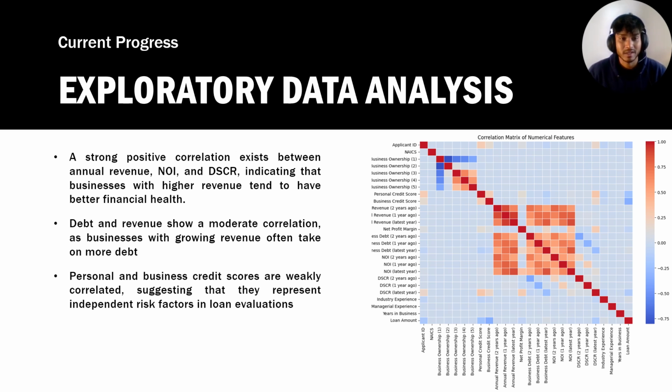So we found out that there was a strong positive correlation between annual revenue, NOI, and DSCR, which indicated that businesses with high revenue tend to have better financial health. And in the case of debt and revenue, it showed moderate correlation, while personal and business credit scores showed weak correlation.